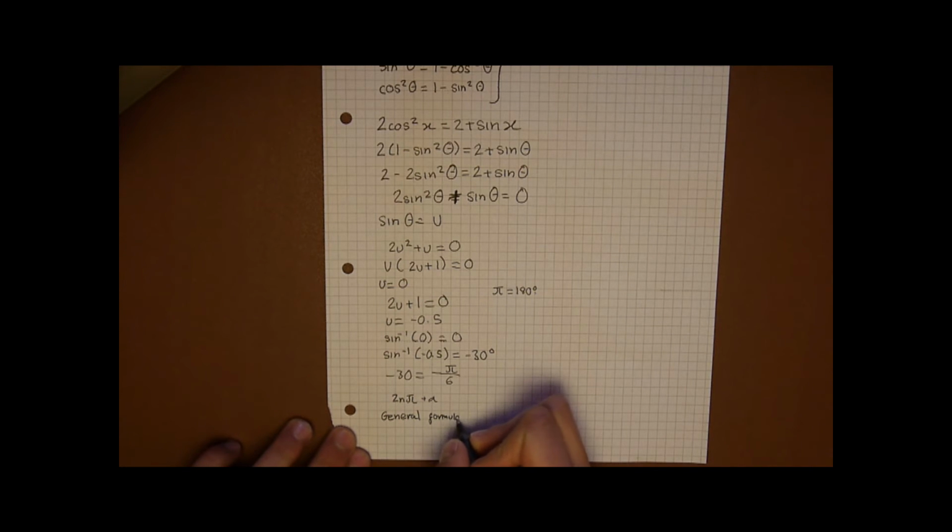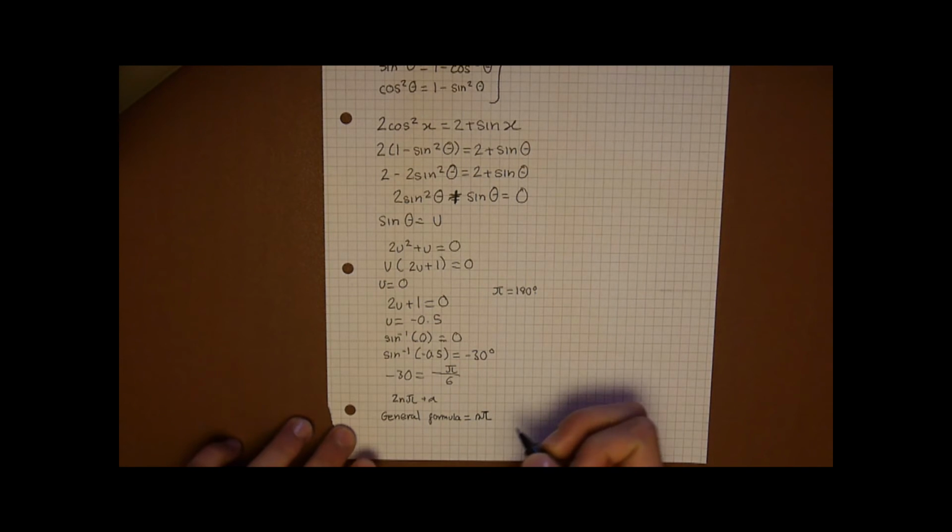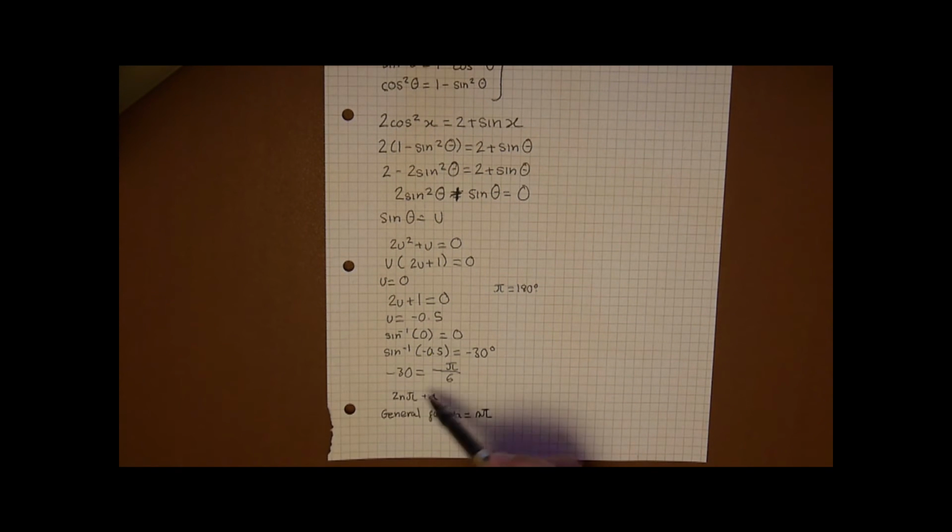The general formula for this is just n pi. Now, the reason why it's n pi is because it's 2 times 0 times pi. Therefore, we can just cancel out the 2 effectively, and it's just n pi. And this is basically what we do. This is the general formula for when sine minus 1 is 0.